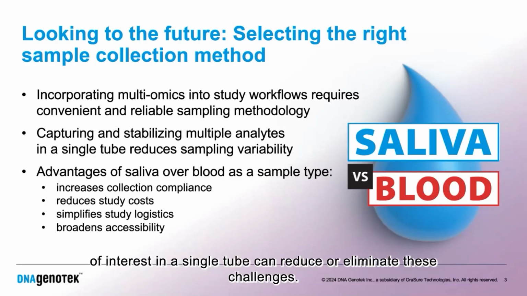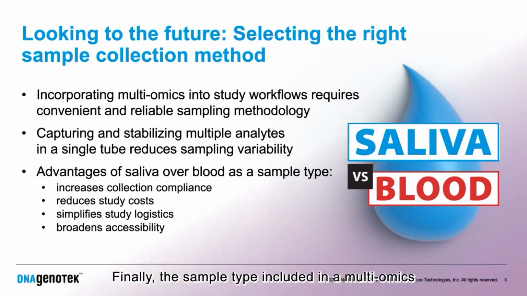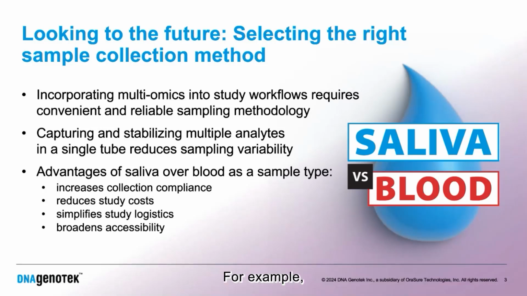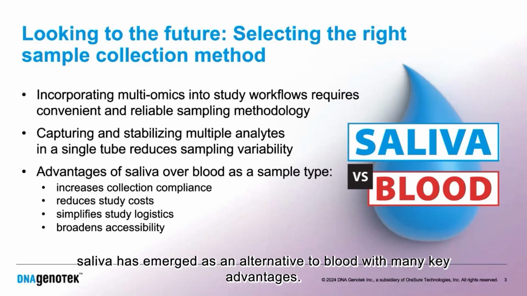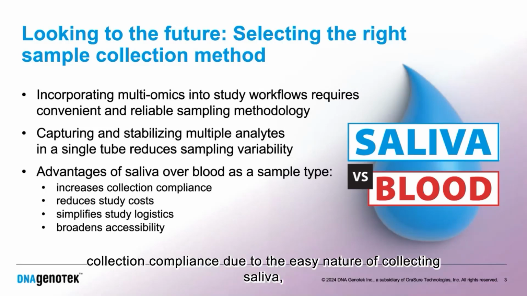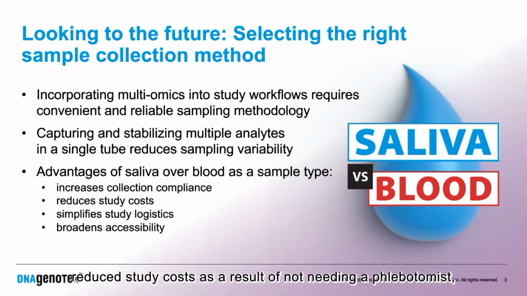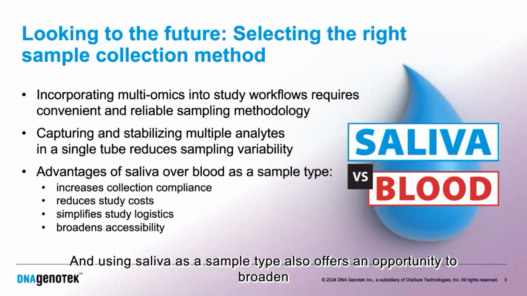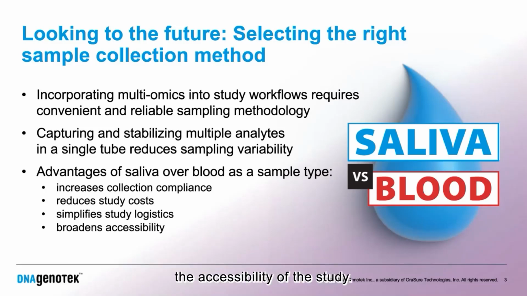Finally, the sample type included in a multi-omic study can also have impact on the overall success of the study. For example, saliva has emerged as an alternative to blood with many key advantages. These include increased collection compliance due to the easy nature of collecting saliva, reduced study costs as a result of not needing a phlebotomist, simplified logistics due to streamlined storage and transport options, and using saliva as a sample type also offers an opportunity to broaden the accessibility of the study.